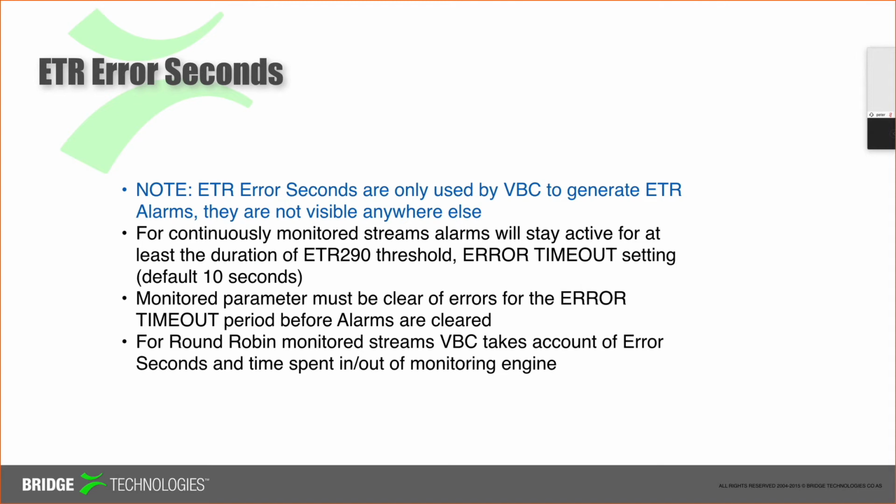When you're doing round robin, if you've got 2 multicast streams sharing an ETR engine, then they'll spend 50% of the time being monitored and 50% not being monitored. If you've got 4 multicast streams sharing an ETR engine, it's 25% monitored, 75% not monitored. This is how round robin works. When the VBC sees that the stream is 25% monitored and 75% not monitored, it takes this into account when it calculates the number of error seconds and the amount of errors, for example when it generates a report. So the VBC has the intelligence to know when a stream is being monitored and when it's not.